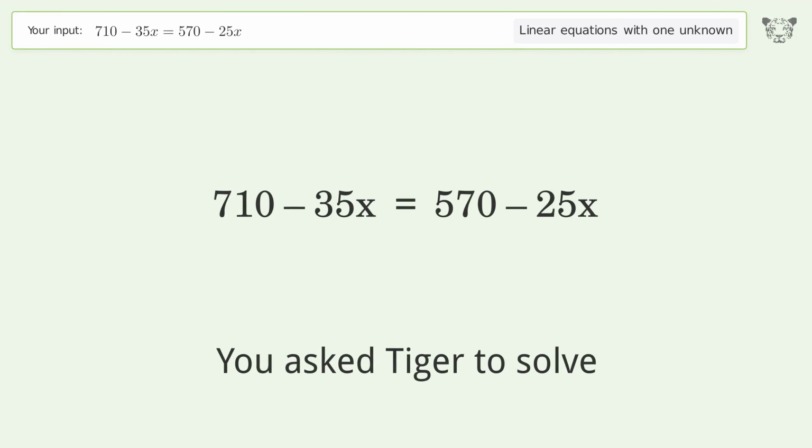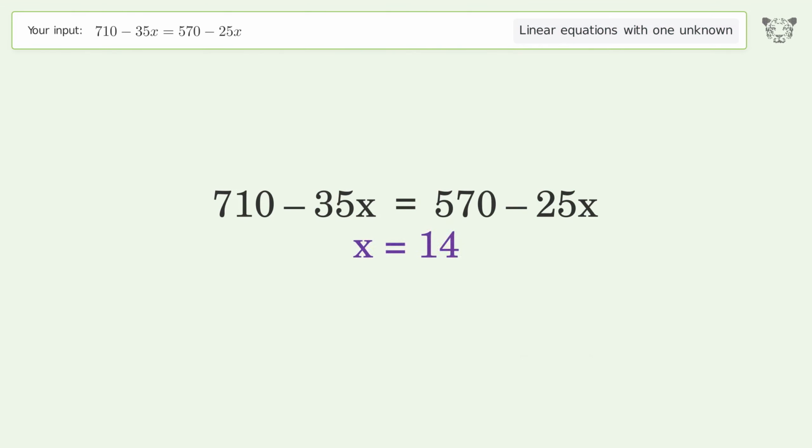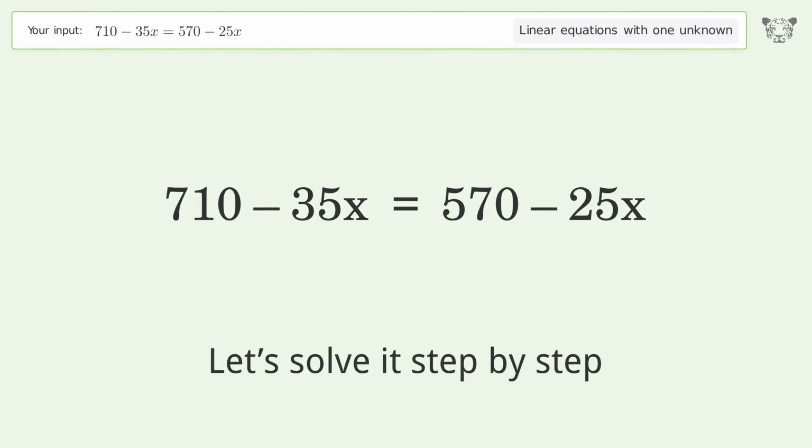You ask Tiger to solve. This deals with linear equations with one unknown. The final result is x equals 14. Let's solve it step by step.